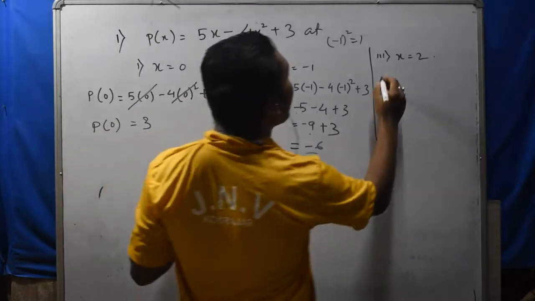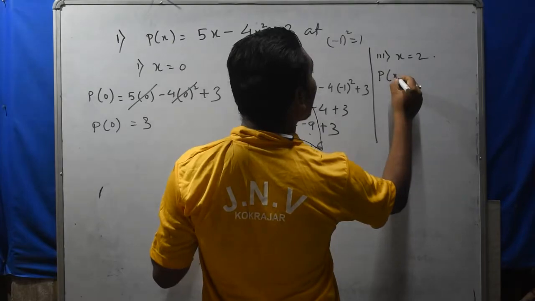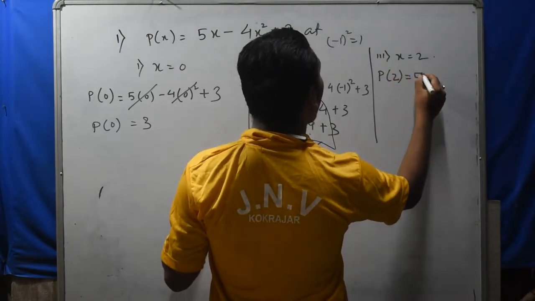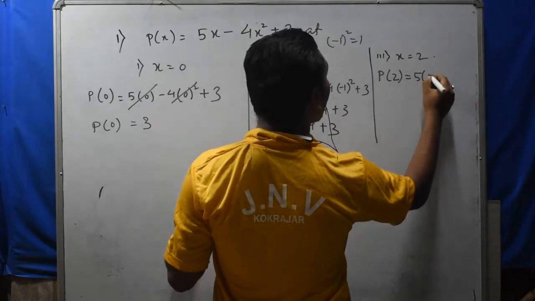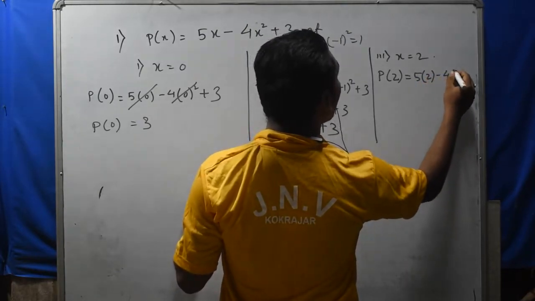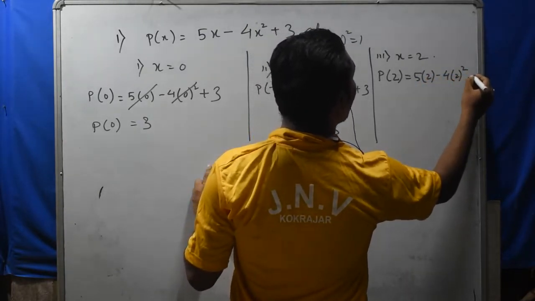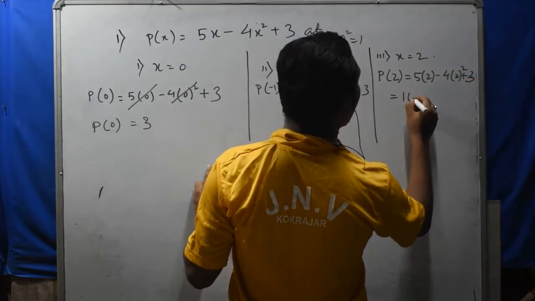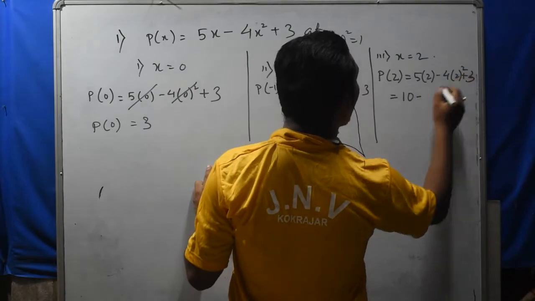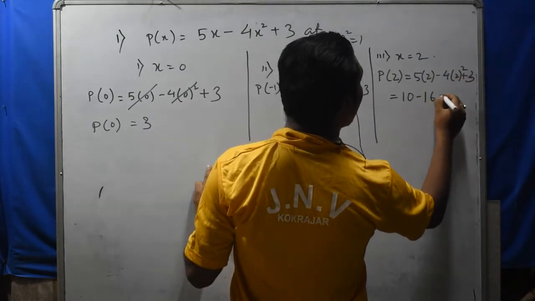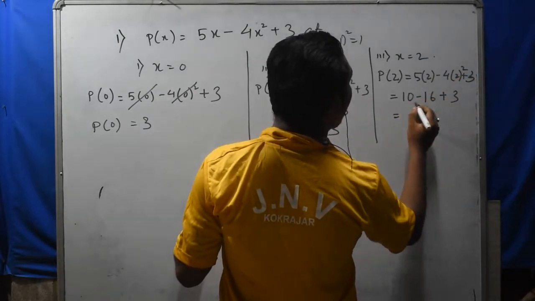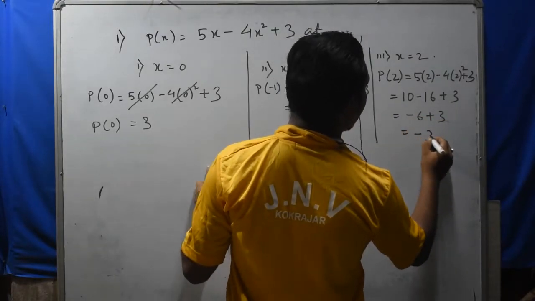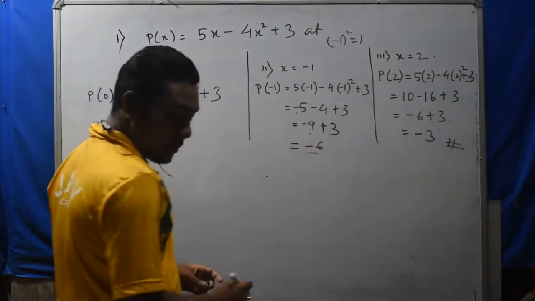At x equal to 2, let us check p(x) equal to p(2): 5 into 2 minus 4 into 2 square plus 3. 5 twos are 10, minus 4 into 4 is 16, plus 3. Minus 6 plus 3 is equal to minus 3. This was your answer.